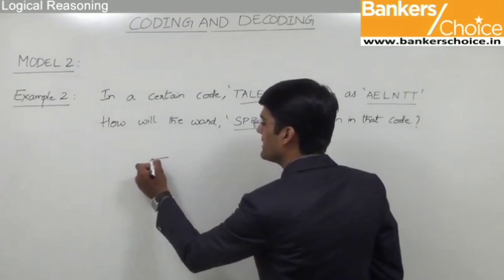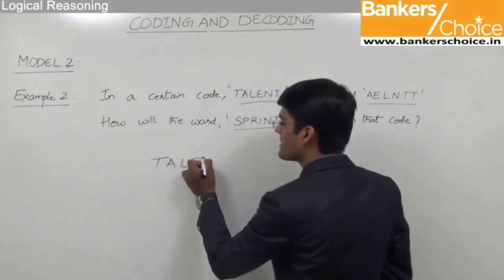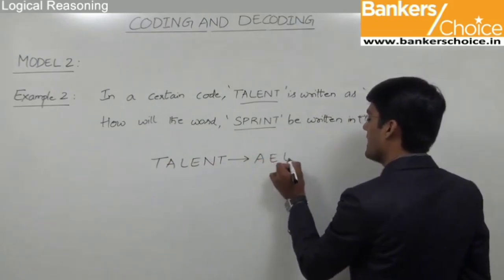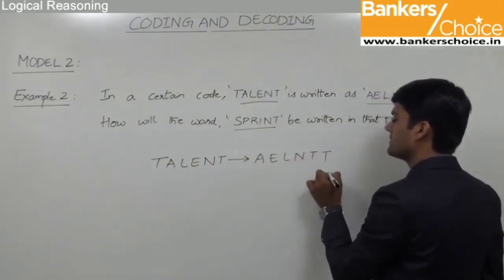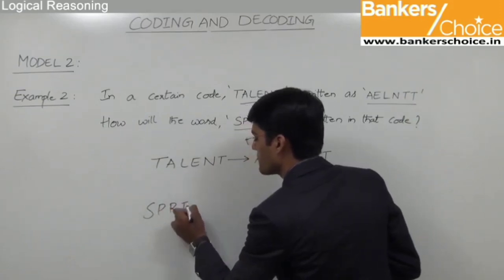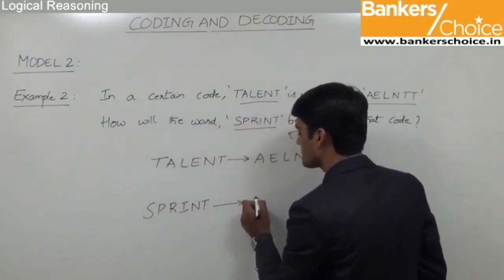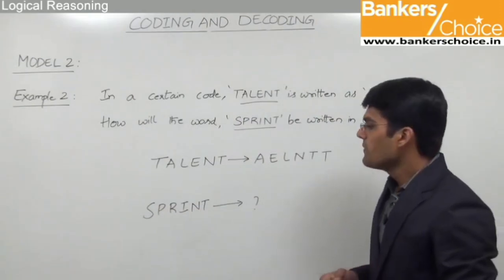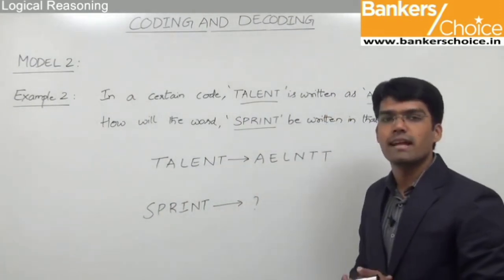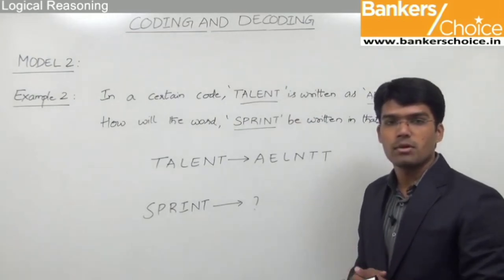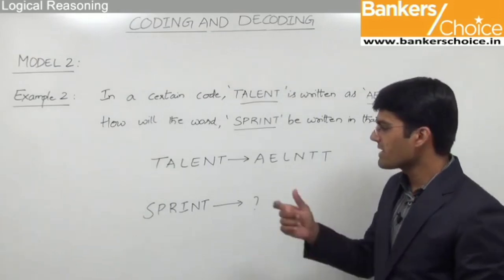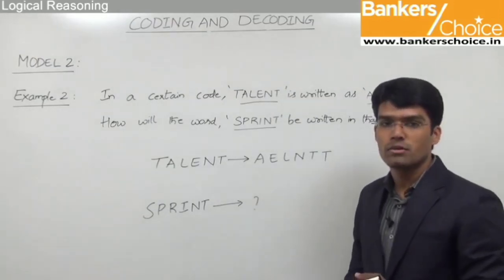So the word TALENT is written as AELNTT, and we are supposed to find out the code for the word SPRINT. If you observe here, the same letters are present in the coded form of the word TALENT. So maybe the probable logic here is jumbling of the letters in a certain order. So let us try to work out and see what the order could be.